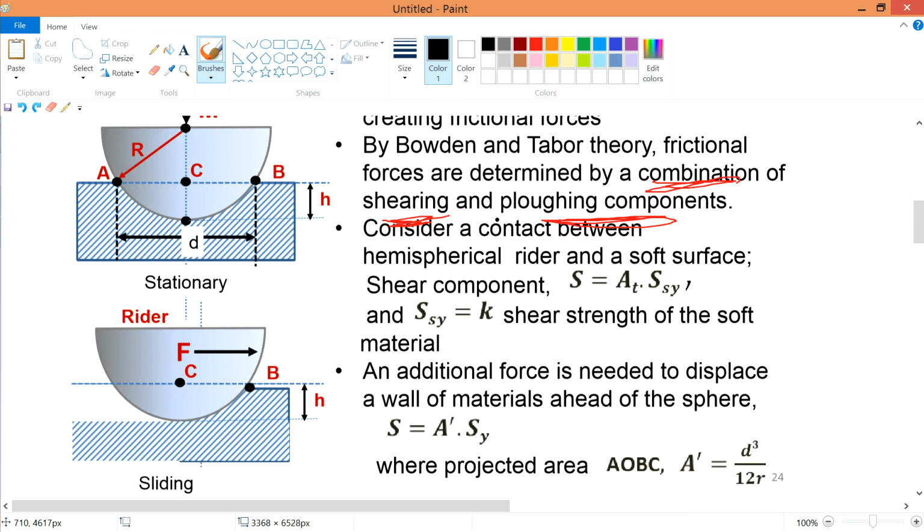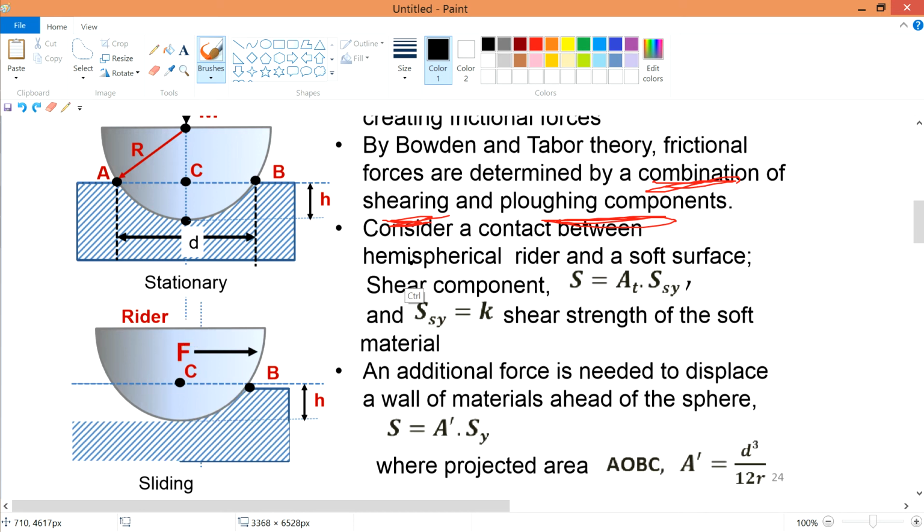It says to consider a contact between a hemispherical rider. Hemispherical is just half of a sphere. If you take a look, this thing over here is half of a sphere. Spherical is just a sphere, half of it is just half of it. So this half is a rider. It's not Ghost Rider, it's a rider. This rider is normally a harder material than this soft material over here.